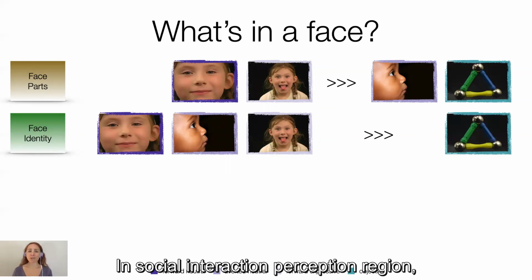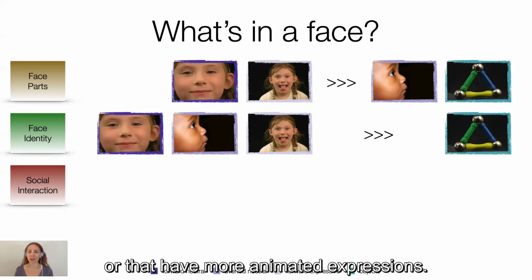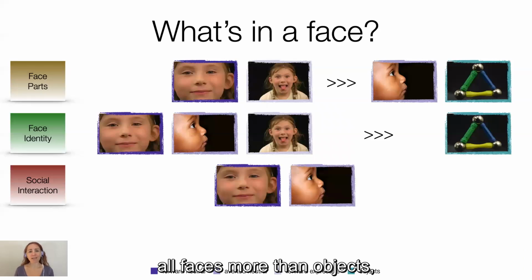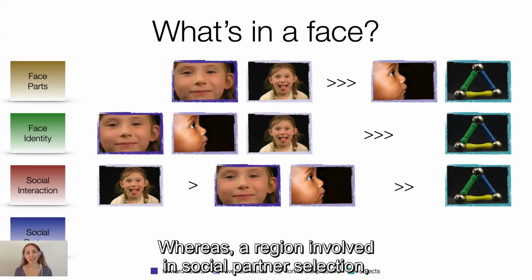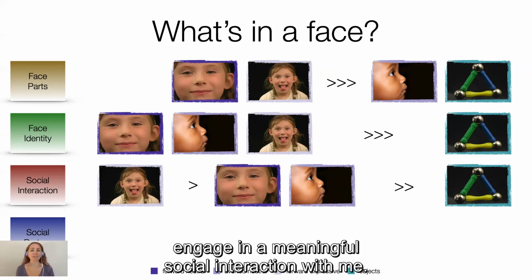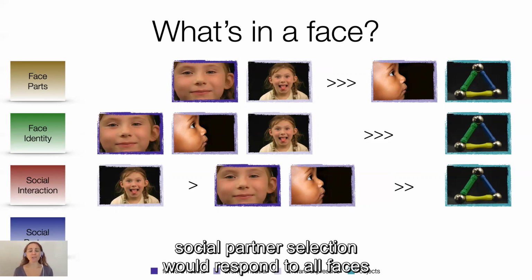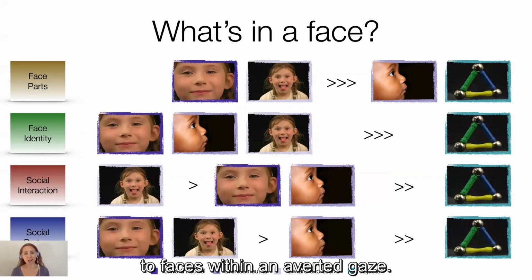A social interaction perception region will respond more to faces that are clearly engaged in a social interaction or that have more animated expressions. A region like this should respond to all faces more than objects, but slightly more to dynamic, socially engaging faces. Whereas a region involved in social partner selection will respond to faces that look like they are ready to engage in a meaningful social interaction with me. A face response that is specific to social partner selection would respond to all faces with a direct gaze and slightly less to faces with an averted gaze.